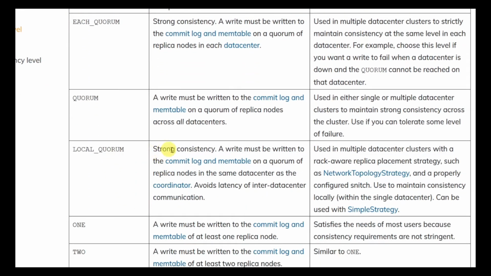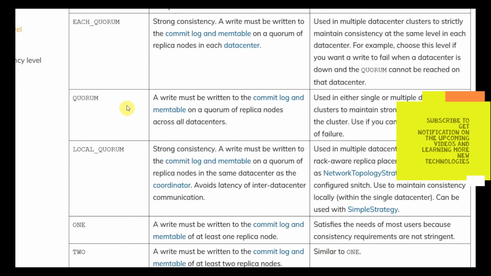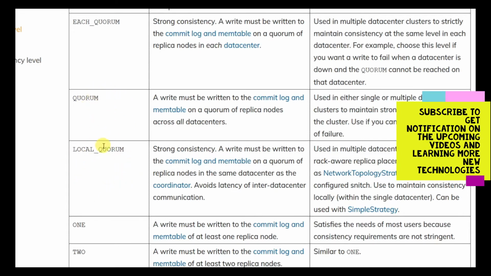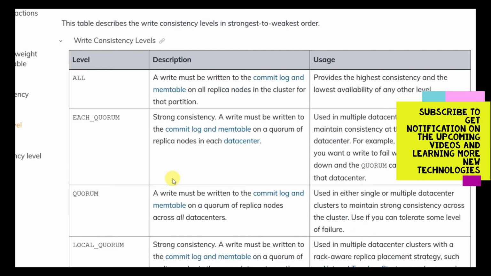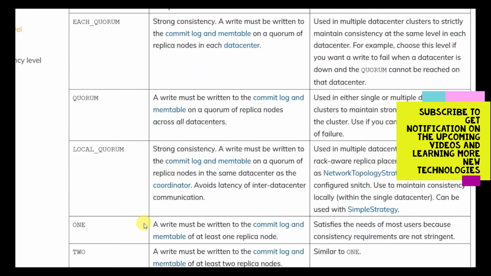So it is also strong consistency. A write must be written to a commit log and mem table on a quorum of replica nodes in the same data center. So this first one, which is a quorum, is across the data center, and the local quorum is local to the data center that you are writing to. Then you have one: a write must be written to the commit log and mem table of at least one replica node. So you can understand that we are compromising on the consistency as we go down in this table.